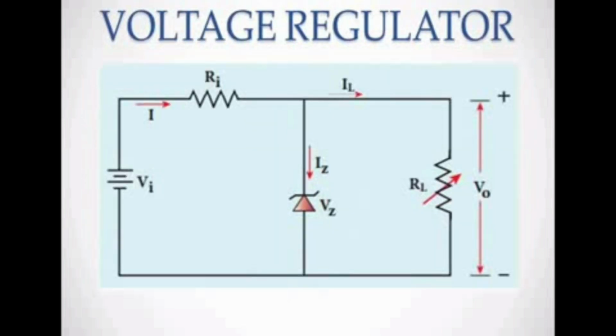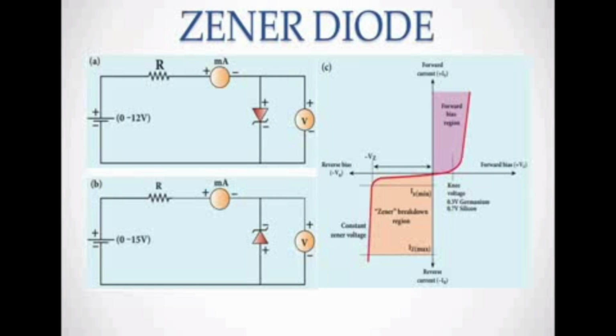Okay. So the next thing is the applications of the Zener diode. The first one is the voltage regulator. You know the voltage regulator is nothing but the stabilizer you are using in your home, used for TV, fridge, and the like. So it is used as a voltage regulator.